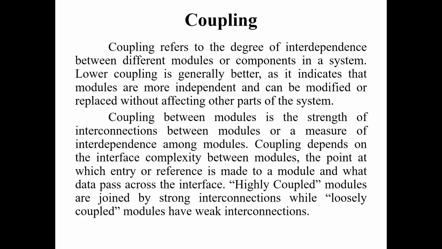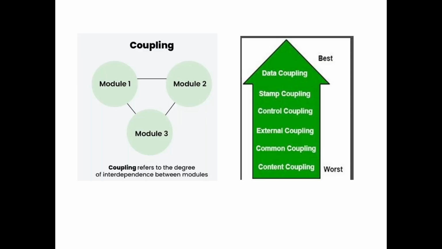Coupling between two modules is the strength of interconnections between modules, or a measure of interdependence among modules. Coupling depends on the interface complexity between modules, the point at which entry or reference is made to a module, and what data pass across the interface. Highly coupled modules are joined by strong interconnections, while loosely coupled modules have weak interconnections. The types of coupling: data coupling, stamp coupling, control coupling, external coupling, common coupling, and content coupling.